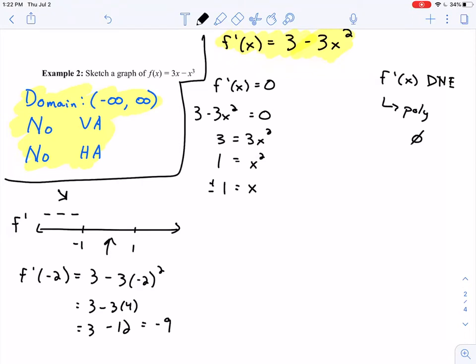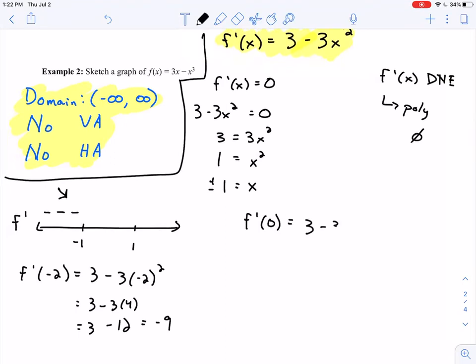Next, I need a number between -1 and +1. So how about f prime of, let's say, 0? F prime of 0, this is 3 minus 3 times 0 squared. This is 3 minus 0, gives me 3. So it's a +3. My first derivative is positive. That tells me my function is increasing between -1 and +1.